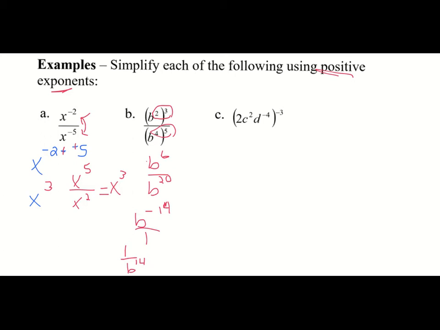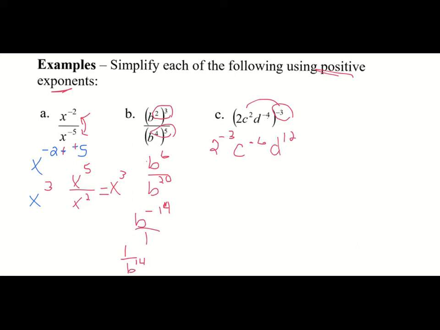All right, so for C, we definitely want to do the product of a power rule first. You always want to start with that distributing. So we want to distribute that -3 to everything. So we're going to end up with 2 to the -3rd power, C, so 2 times -3 is going to be -6. And then D, -4 times -3 is going to give me D to the 12th power.